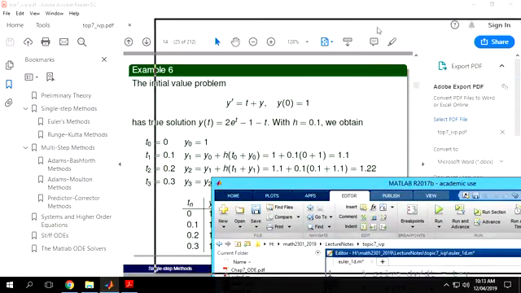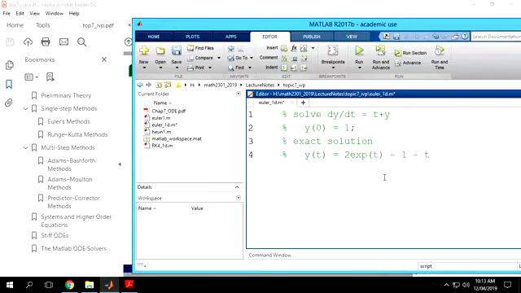So now we have the function. Maybe we define f first. So step 1. We do it step by step. Step 1, we define the function f. f is an anonymous function. So it will be of t and y, and it will be t plus y.